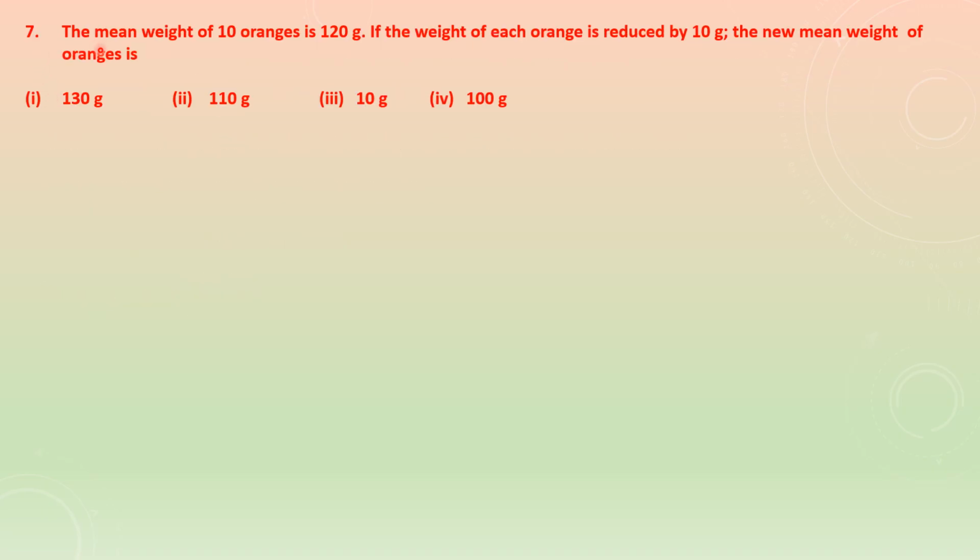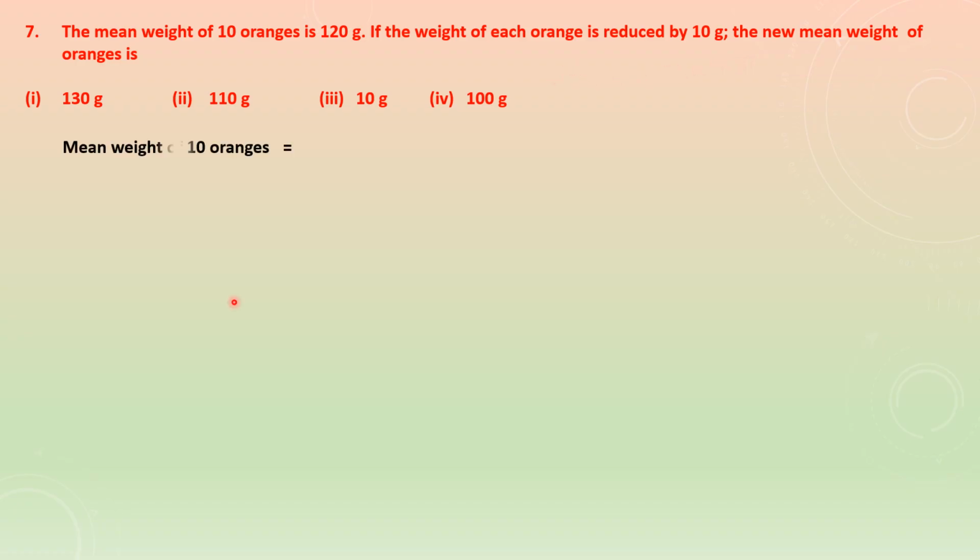Question 7. The mean weight of 10 oranges is 120 grams. If the weight of each orange is reduced by 10 grams, the new mean weight of oranges is. So now we are asked to find the new mean weight. So this mean weight that has been given is for the original oranges. 10 oranges, and that was 120. Now the weight has been reduced of each orange. So we have to find the new mean weight. This is the old mean weight. Now we have to find the new mean weight. Now to find the new mean weight, we have to find the new weight of the oranges, isn't it?